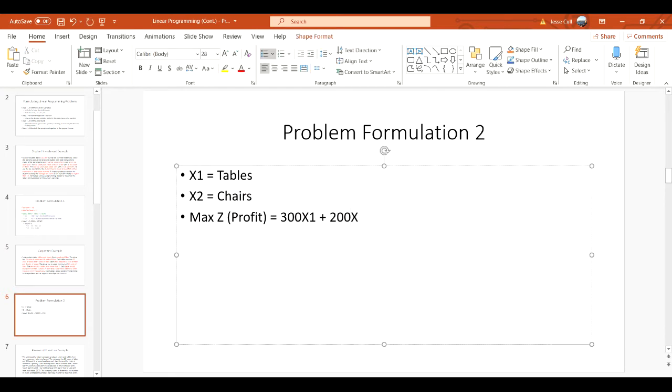200 x2. And that represents for every table we make, we get $300. For every chair we make, we get $200. We're attempting to maximize how much money we make. Looking at the problem now, it's very clear we should make more tables. They're more money. However, we don't yet know how many resources go into each and what other constraints might limit our decisions. So that's what we have to do now. We have to list our constraints.